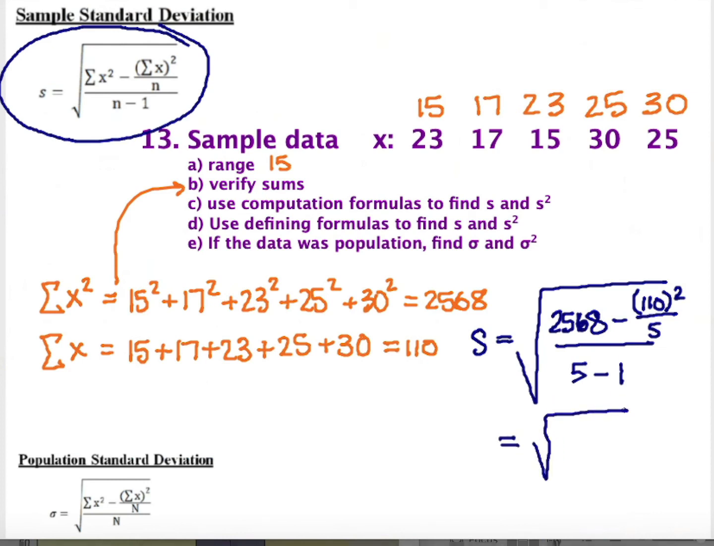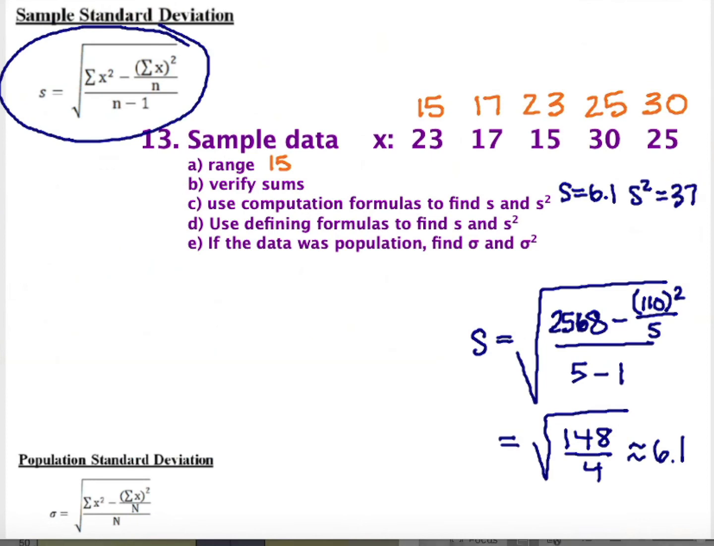Probably type in just the top stuff first. Ease into it slowly. Comes out to the square root of 37, which is about 6.1. So we could say that s is 6.1, and then s squared, the variance, would be that 37.